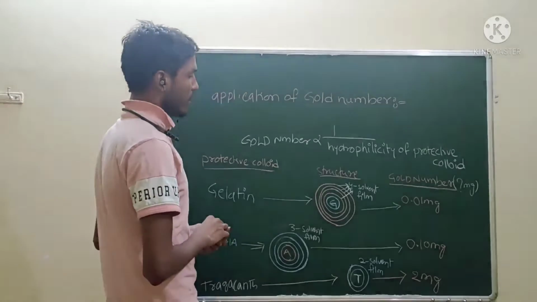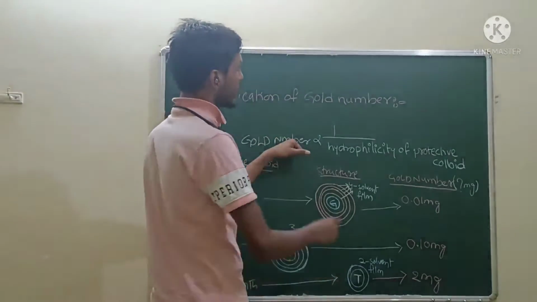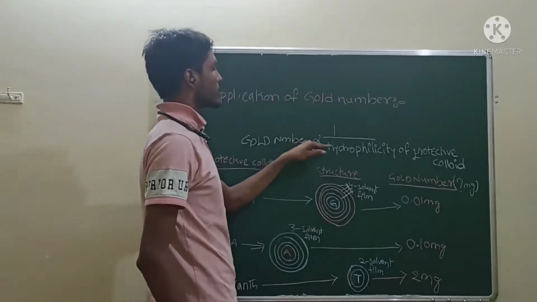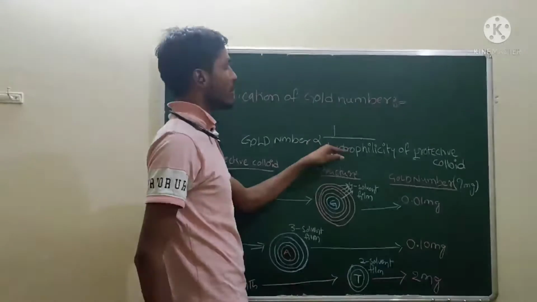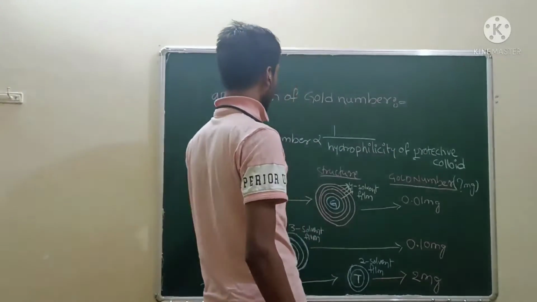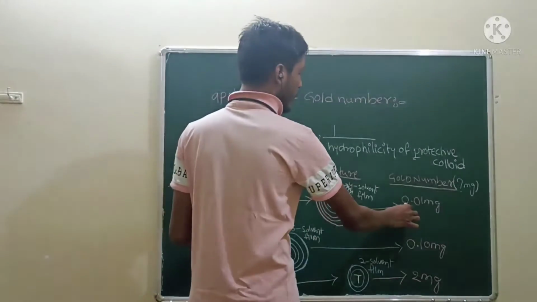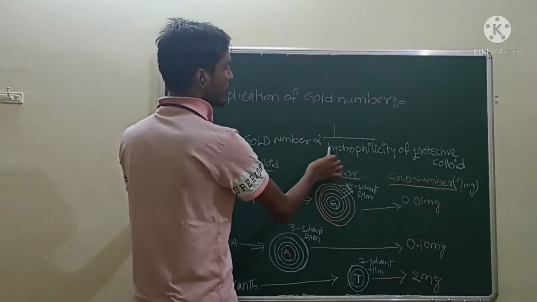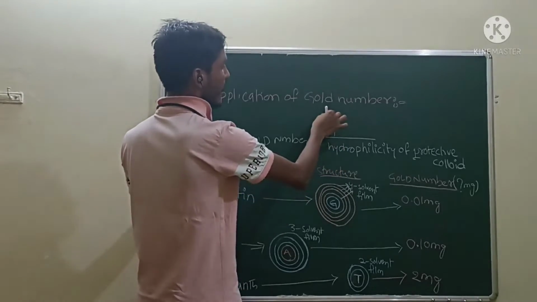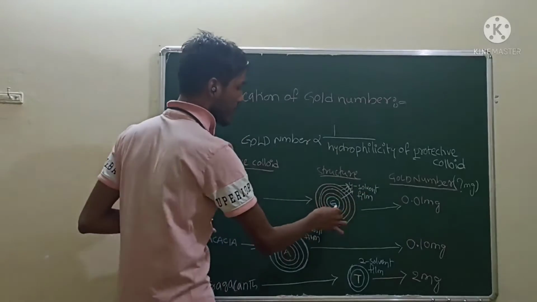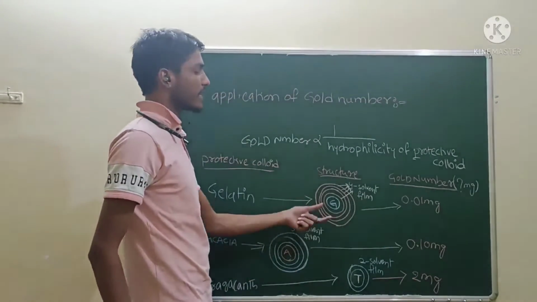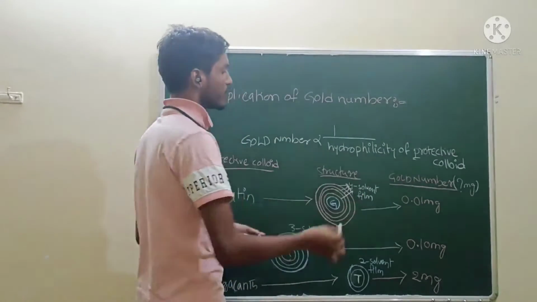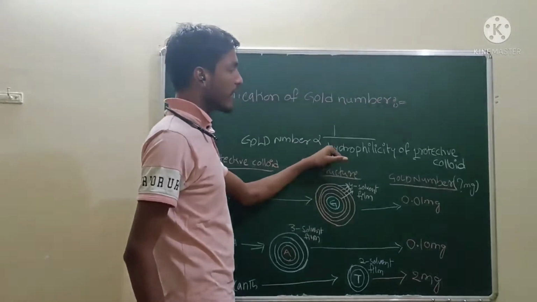Gold number is inversely proportional to the hydrophilicity of the protective colloid. So what does this mean? If the gold number of gelatin is less, then the hydrophilicity of the protective colloid is more. Hydrophilicity being more means gelatin will hold four solvent films, gelatin is surrounded by four solvent films. We can call this high hydrophilicity.